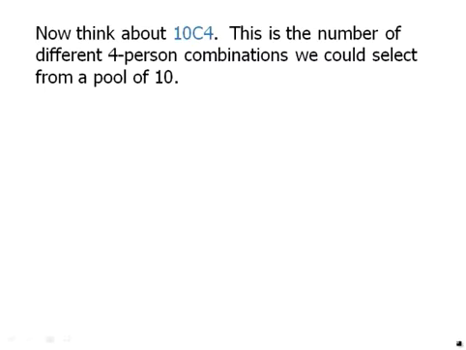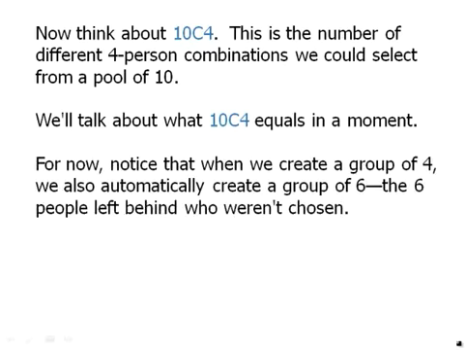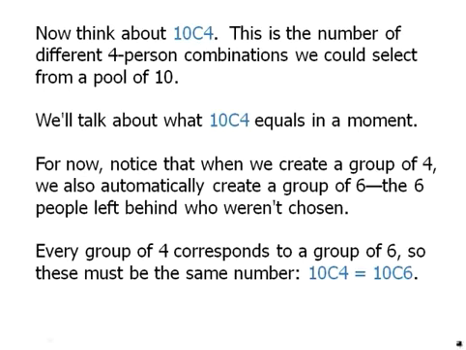Now think about 10 choose 4. This is the number of different 4-person combinations we could select from a pool of 10. We'll talk about what 10 choose 4 equals in a minute. For now, notice that when we create a group of 4, we also automatically create a group of 6, the 6 people left behind who weren't chosen. Every group of 4 corresponds to a group of 6, so there must be the same number of them. In other words, 10 choose 4 must equal 10 choose 6. There's a 1-to-1 correspondence between groups of 4 and groups of 6 when we're choosing from a pool of 10.